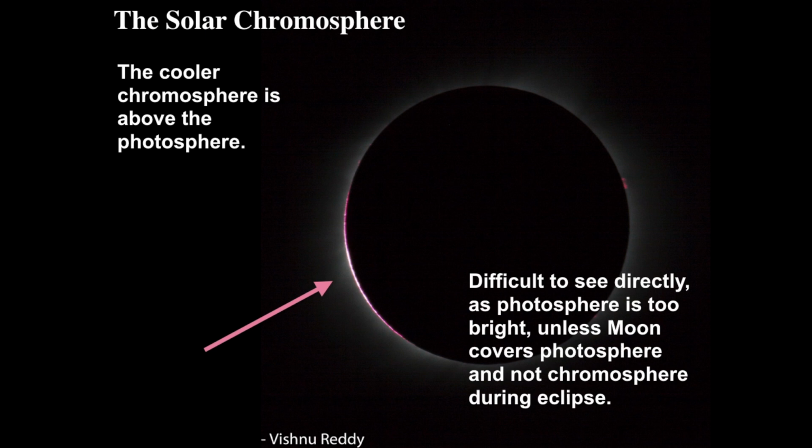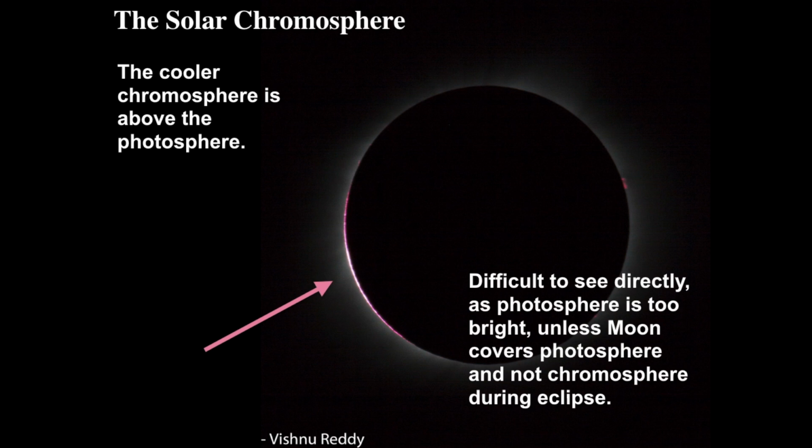That's the granulation and sunspots of the photosphere, but they deposit their energy to another layer just above the photosphere that we call the chromosphere. The chromosphere is a cooler atmosphere above the solar photosphere.